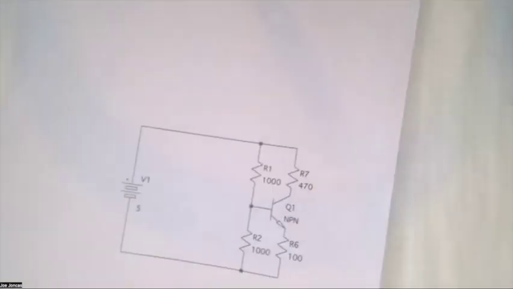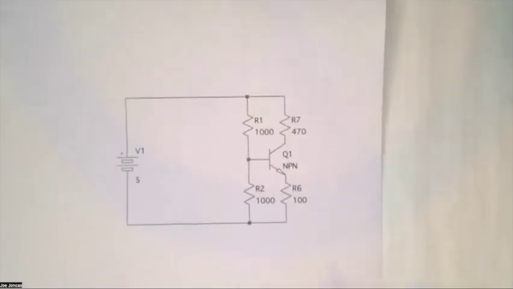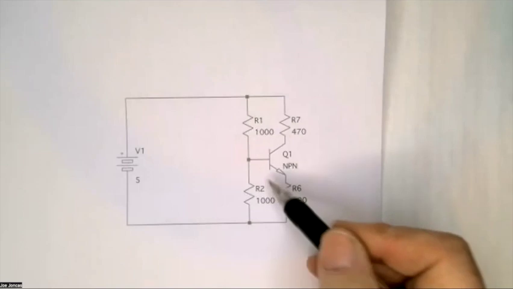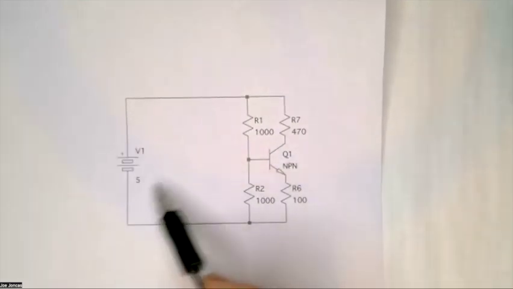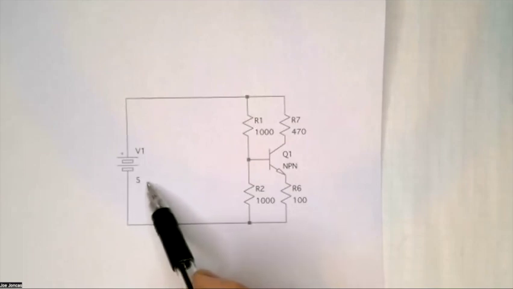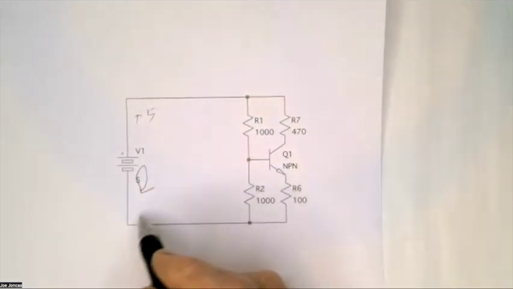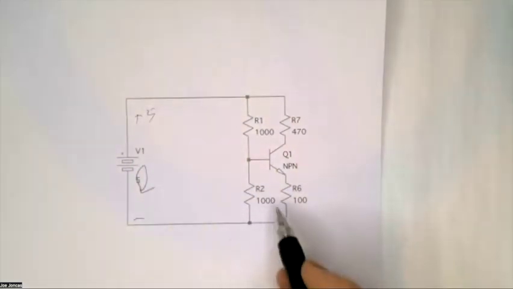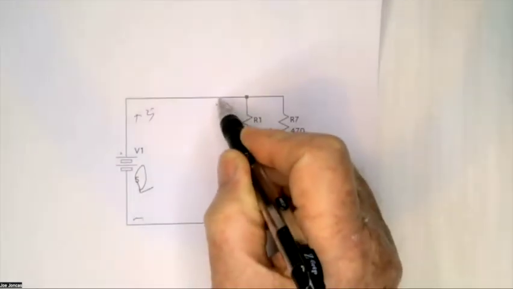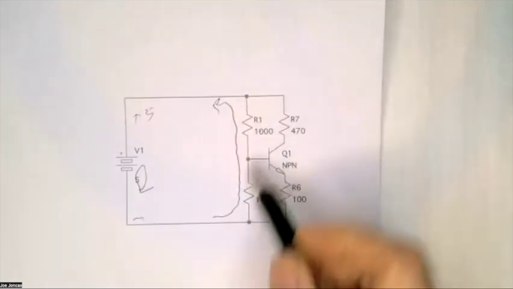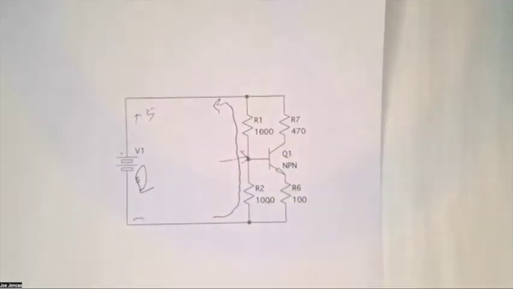Now, the reason we do voltage dividers is for something like this. This is a transistor. Here's our battery, which has 5 volts on it here. So we got +5, and we got minus down here. So the current will come and go through here and through here. Now this is 1,000 ohms, and this is 1,000 ohms. So somebody tell me what the voltage is right there.